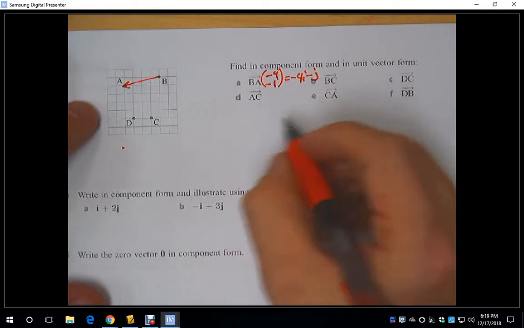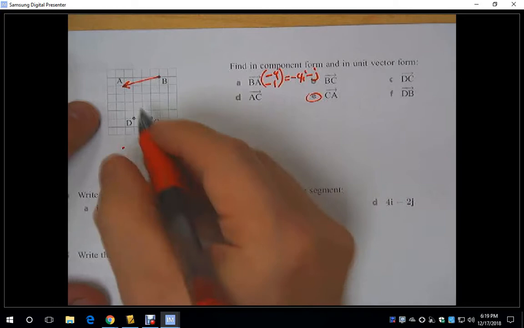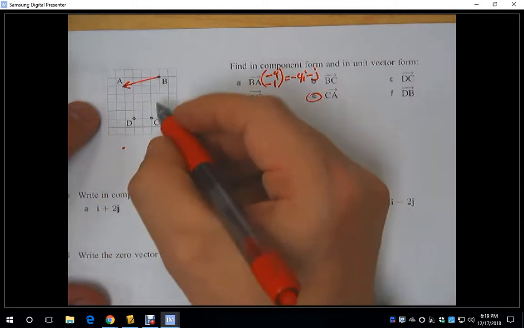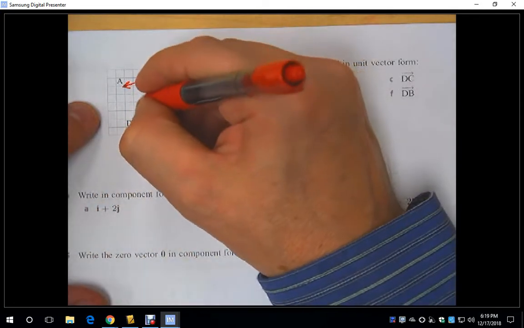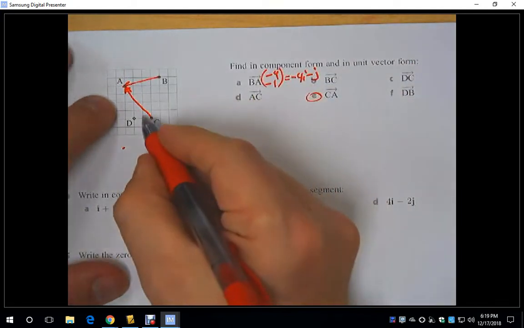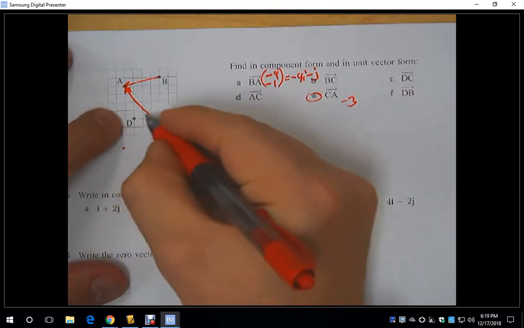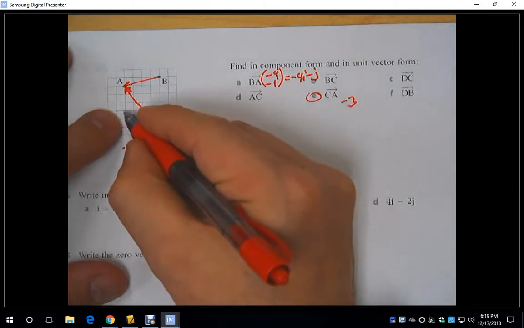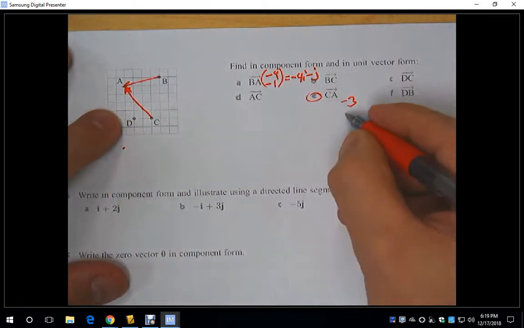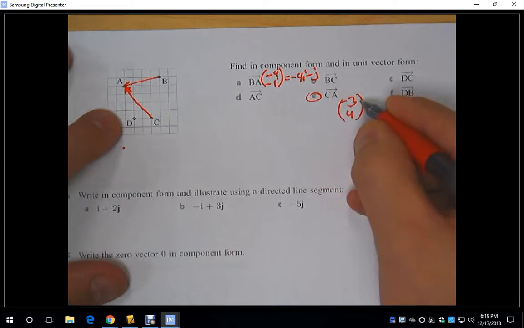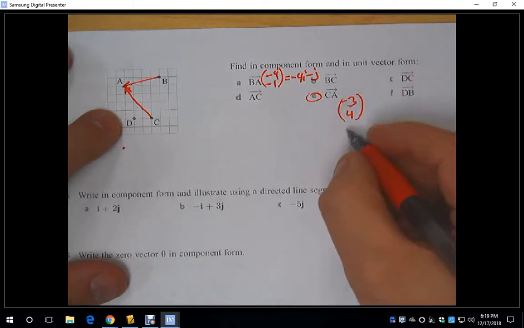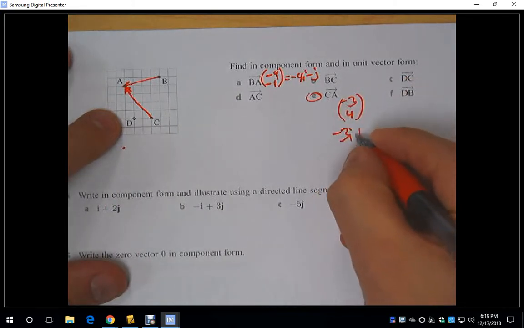I'm not going to do all of these. Let's skip to E. From C to A, we're looking at this vector here. 1, 2, 3 units to the left, so negative 3, and then positive 1, 2, 3, 4 units up, so that would be negative 3, 4, or in unit vector form, negative 3i plus 4j.